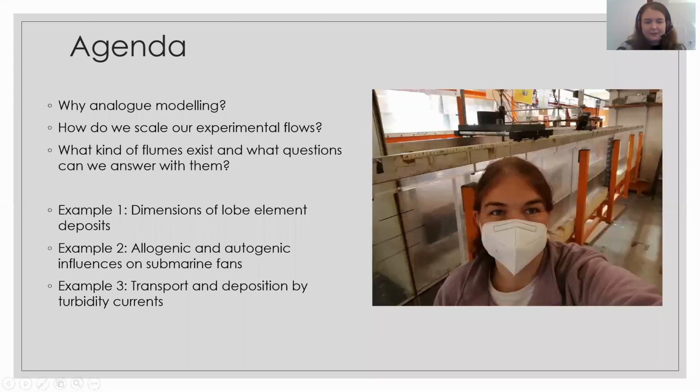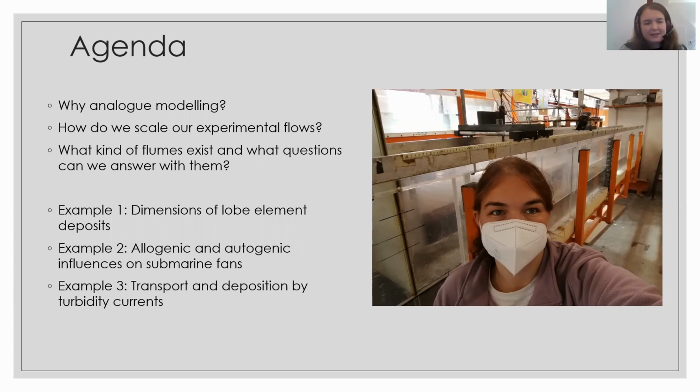Okay. So first of all, let's just talk about what is analog modeling. Why do we create such small scale experimental models of our big natural systems? And since when do we do analog modeling? What is the scaling that we use for our experimental flows? I mean, you can already imagine, since we're scaling them down quite a lot in their dimensions, what are the scales that we use to make them coherent with natural systems?